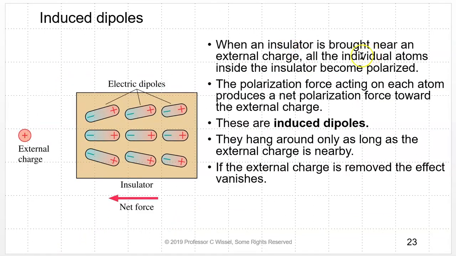So when an insulator is brought near an external charge, all the individual atoms inside the insulator become polarized. The polarization force acting on each atom produces a net polarization force toward the external charge, and these are called induced dipoles. They only hang around as long as there is an external charge nearby. If the external charge is removed, the effect vanishes and they go back to normal.